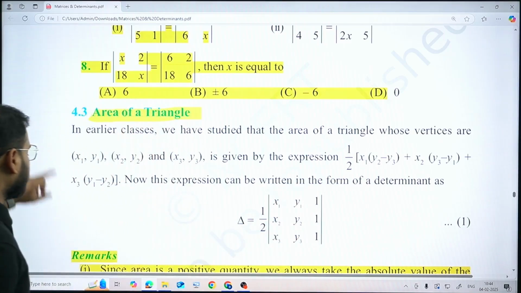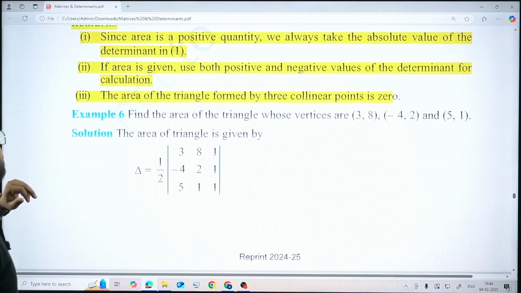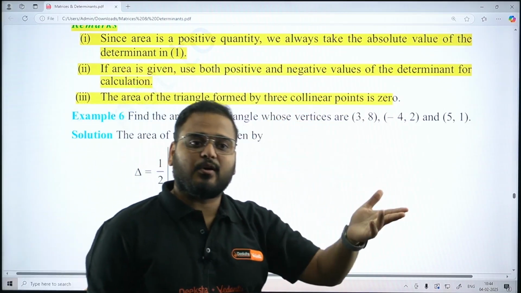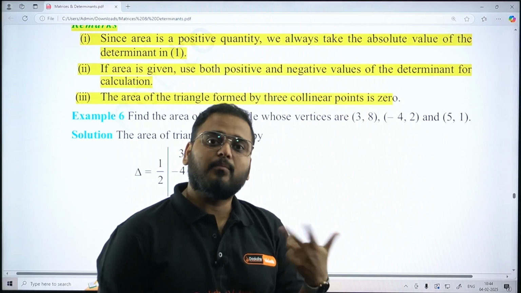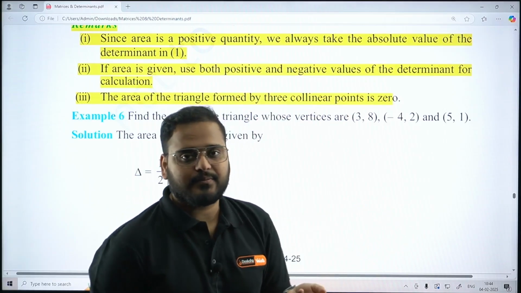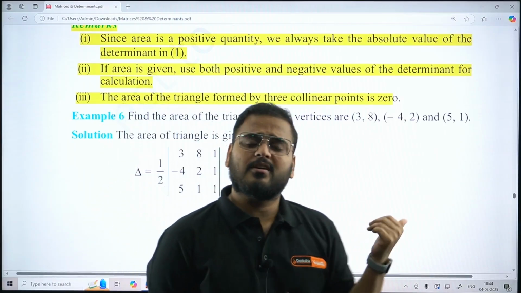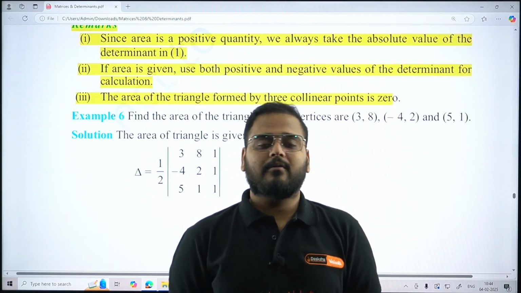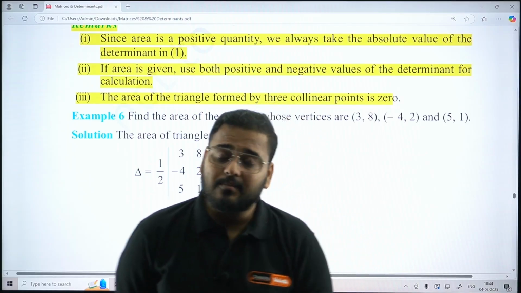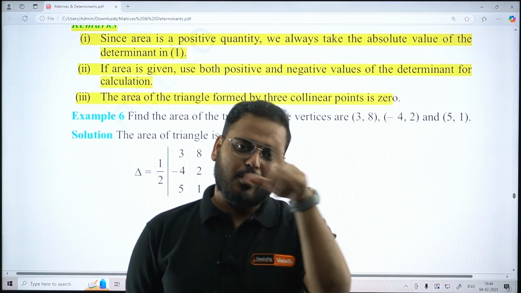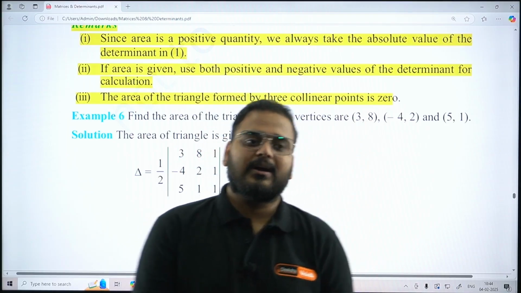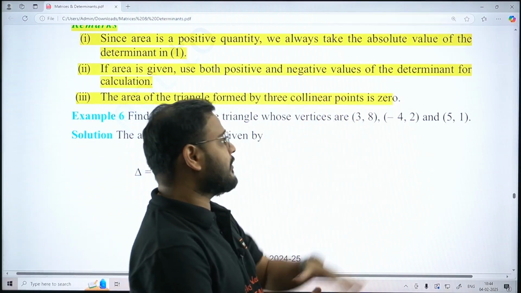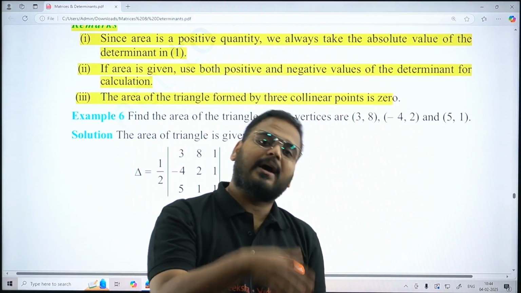Some remarks are here, please remember, very important. Since area is positive in quantity, we always take the absolute value of the determinant. Means whatever result you get out of the determinant, you take a mod on that. Why, sir? Because area cannot be negative. Sometimes the determinant can come negative. We just solved the example, it came as minus 52. What is going to be the area in that case? It will become 26 with a negative sign. That's why you apply a mod on that. Next, if area is given, you use both positive and negative values of the determinant. Means whenever area is given to you, apply both plus and minus.